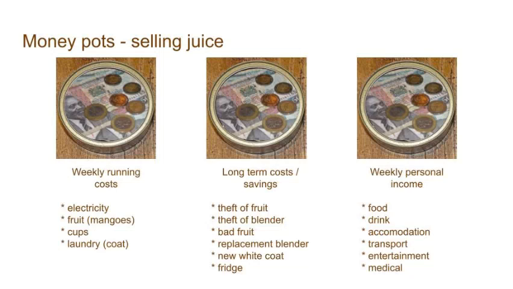You might want not just to buy a replacement blender, but you might want to buy another blender so that you can double the amount of fruit juice that you're producing at once. And then there will be things like new coats and fridges and things like that that will help you build the business in the future. And then the third money pot again is the same as the other two examples. This is the money that you get to keep for yourself. This is the money that you get to spend on yourself.